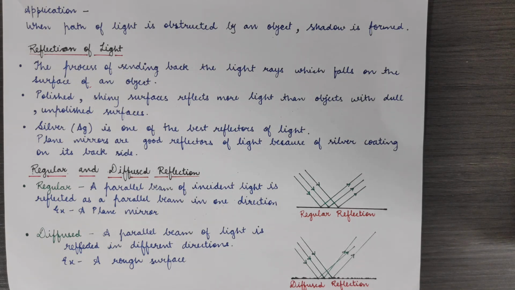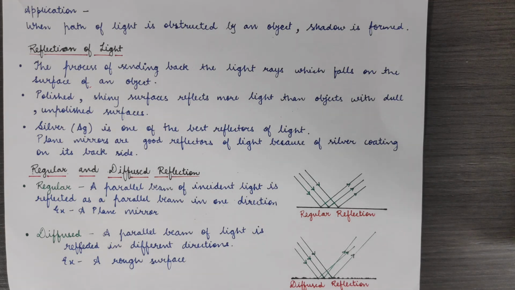Now let us understand the types of reflection. One is regular reflection and the other is diffuse reflection. In regular reflection, a parallel beam of incident light is reflected as a parallel beam in one direction. You can see the regularity in the diagram, and the example is a plane mirror.